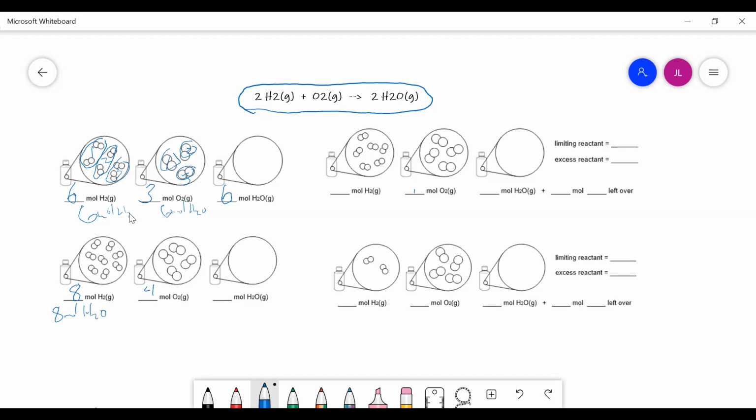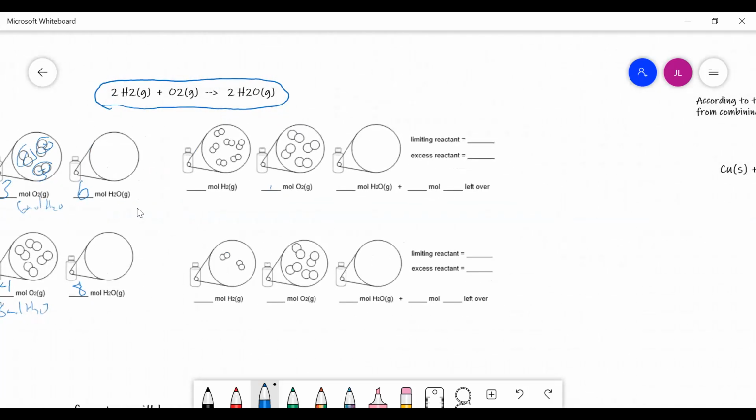Every time I use 1 mole of oxygen, I'm going to make 2 moles of water. So 4 times 2 gives me 8 moles of water for that. So I have nothing left over. Since these are exactly the same, we know we're only going to make 8 moles of water. So let's look at these next 2 sets.